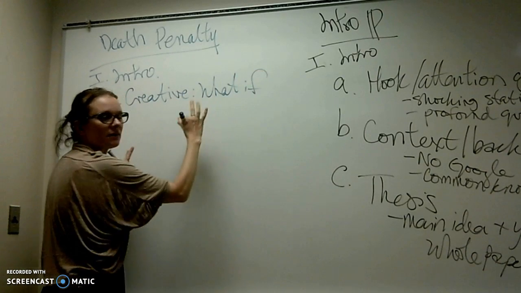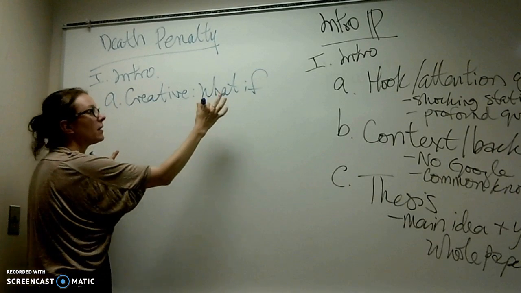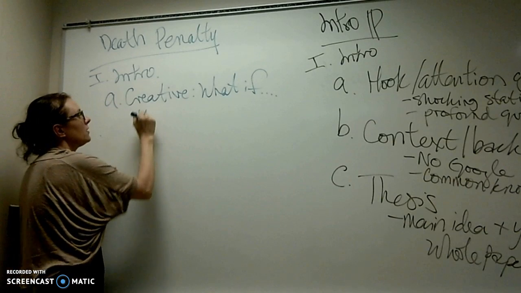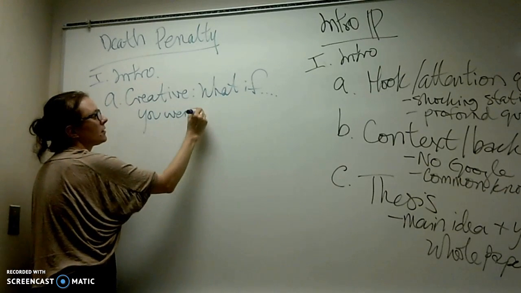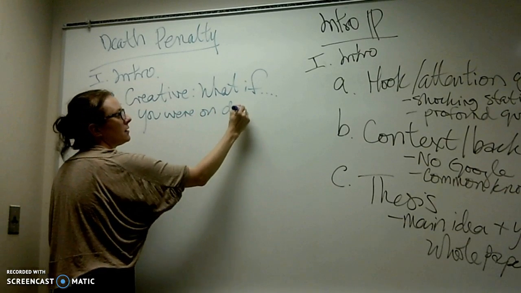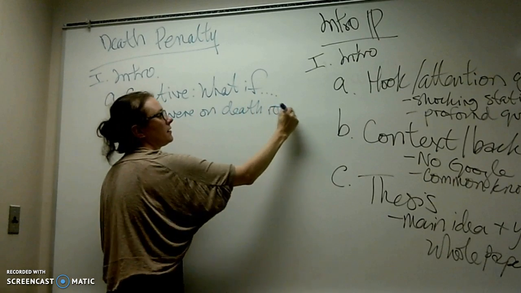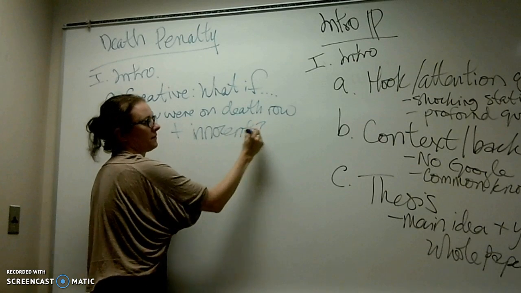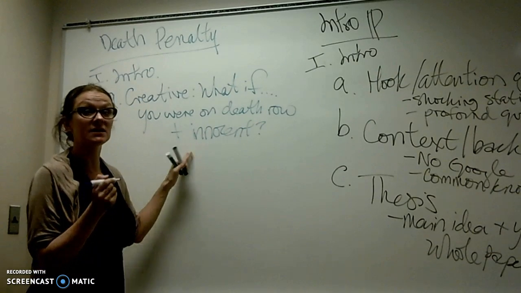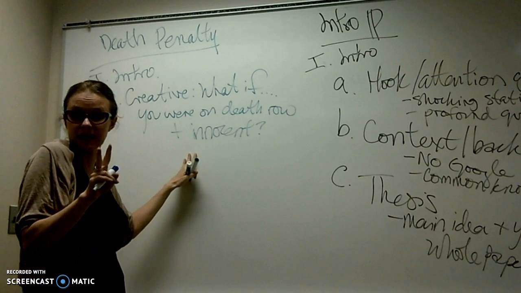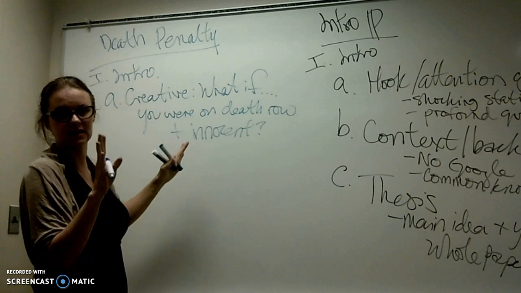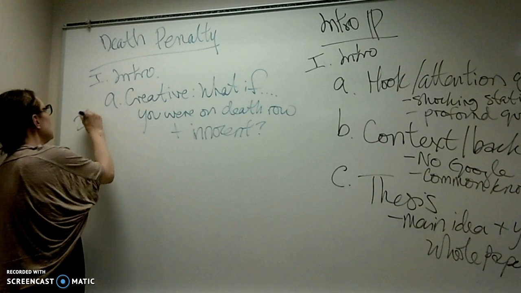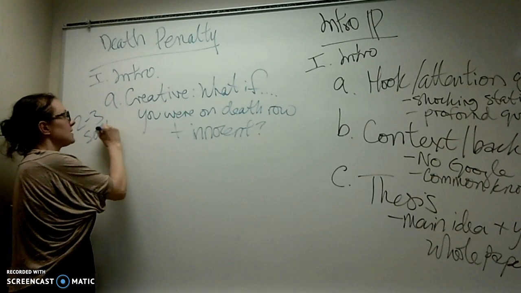I'm not going to be able to write out this whole thing because I'm going to run out of room, but what if you were on death row and innocent, right? So you can take this for maybe like 2 sentences. You don't want to go crazy. This is not a half-page narrative we're spinning here, okay? So this is going to be 2 to 3 sentences.